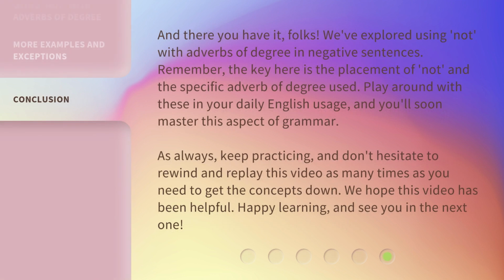And there you have it, folks. We've explored using not with adverbs of degree in negative sentences. Remember, the key here is the placement of not and the specific adverb of degree used. Play around with these in your daily English usage, and you'll soon master this aspect of grammar.